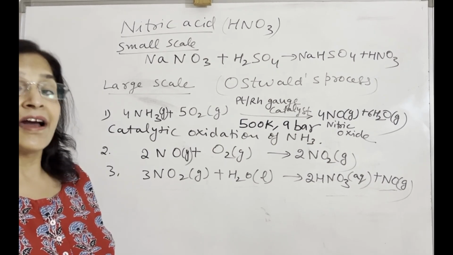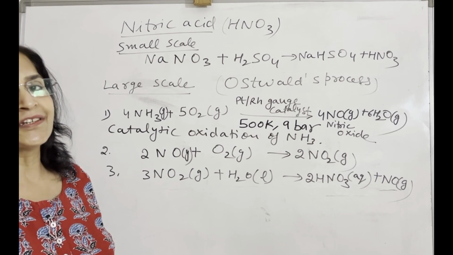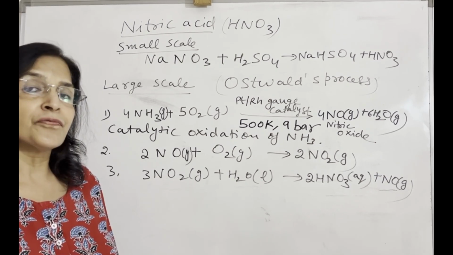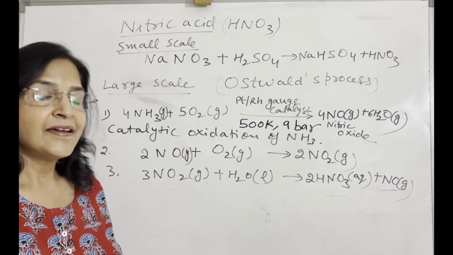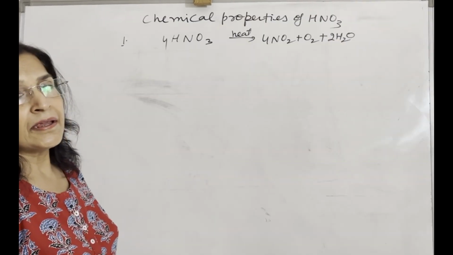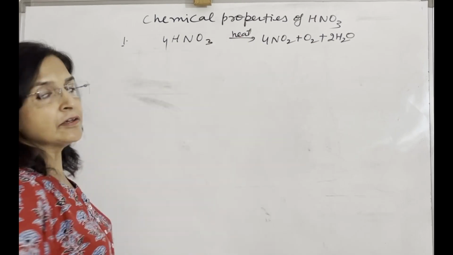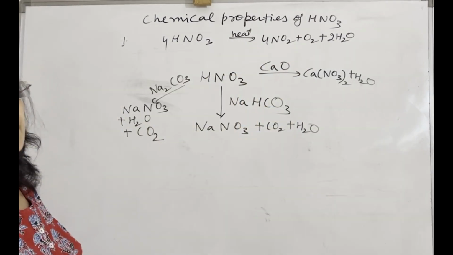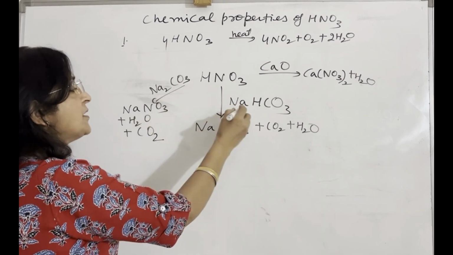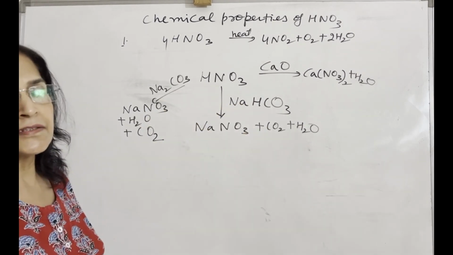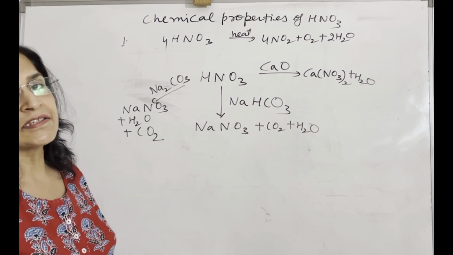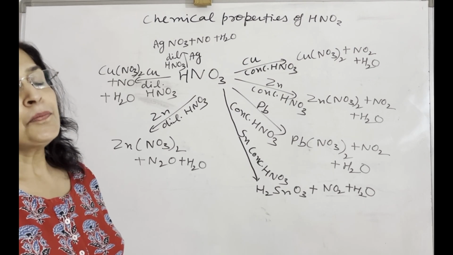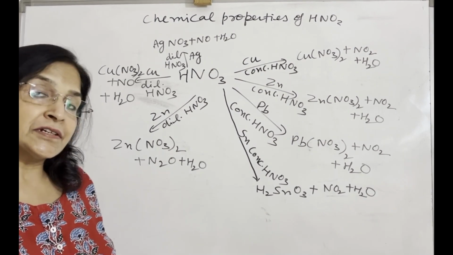Nitric acid is a colorless, fuming liquid with a pungent odor. Impure nitric acid is slightly yellow in color because of the presence of impurities of oxides of nitrogen. Now, chemical properties. On heating, nitric acid decomposes to give nitrogen dioxide. Nitric acid reacts with metal oxides to give metal nitrates, and with carbonate and bicarbonate, carbon dioxide gas is released. I will give you the reaction of nitric acid with metals in dilute nitric acid and in concentrated nitric acid. The products of oxidation depend upon the strength of nitric acid.